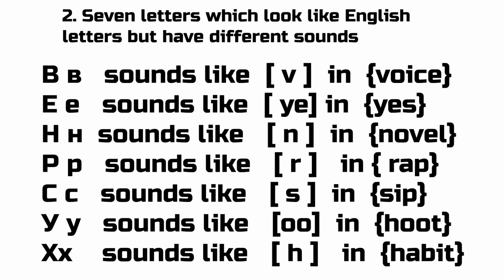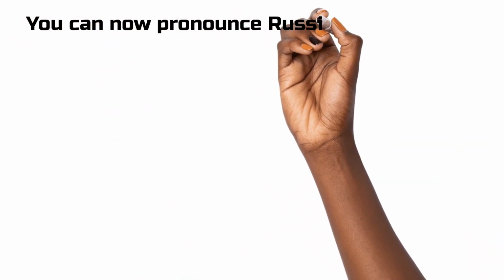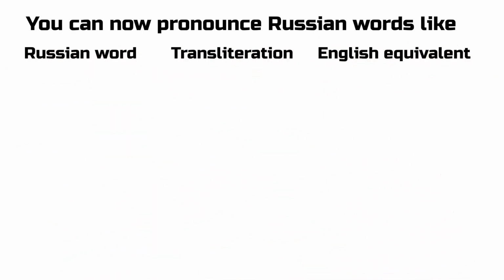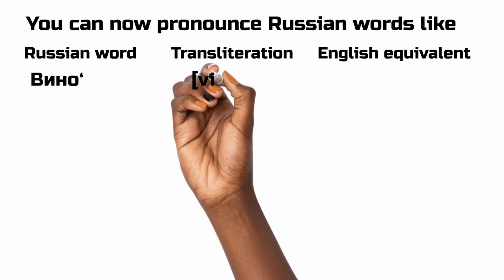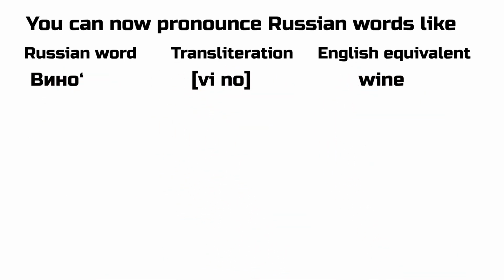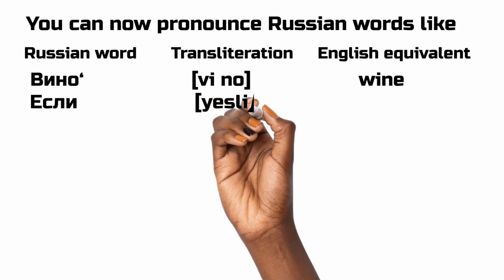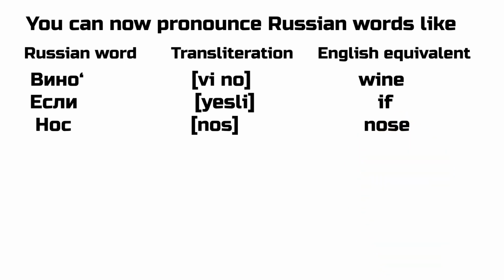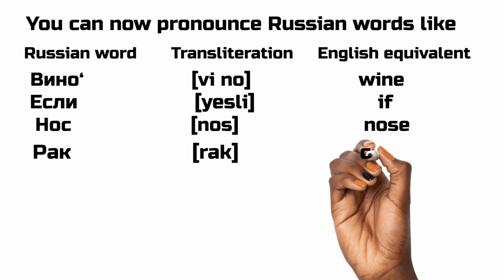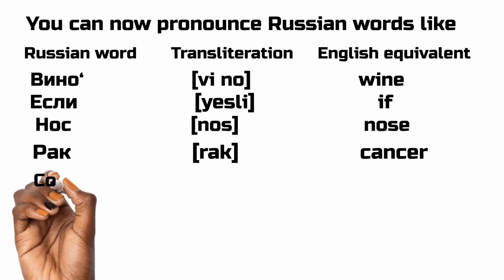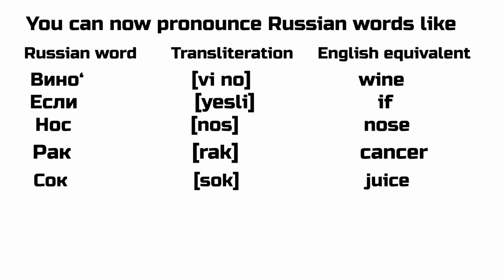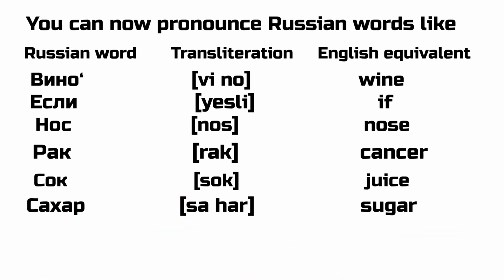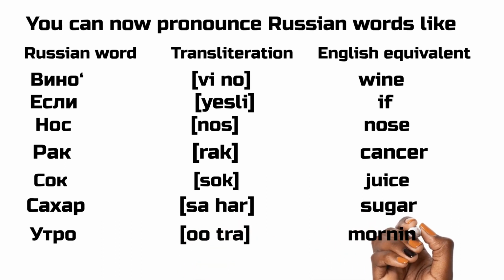Now that you know these 7 letters, let's go ahead and learn some new Russian words. Vino, this means wine. Yesli, this means if. Nos, this means nose. Rak, this means cancer. Sok, this means juice. Sahar, this means sugar. Utro, this means morning.